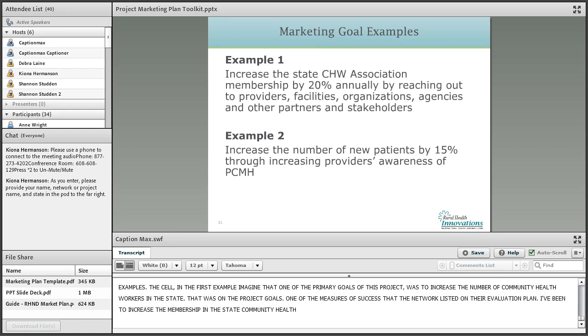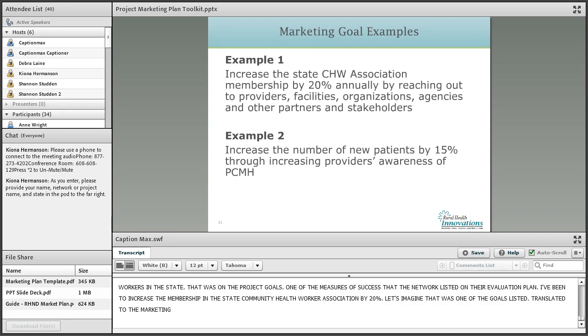So in the first example, imagine that one of the primary goals of this project, funded through the HRSA grant, was to increase the number of community health workers in the state. So that was one of the project goals. One of the measures of success that the network listed on their evaluation plan could have been to increase the membership in the State Community Health Worker Association by 20%. So let's imagine that was one of the goals listed on their evaluation plan.